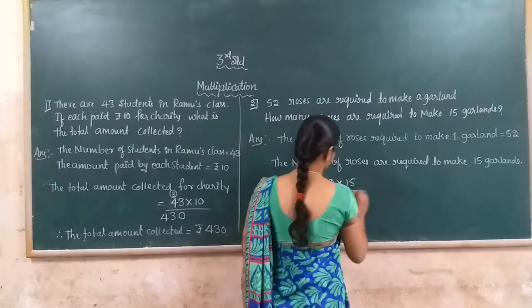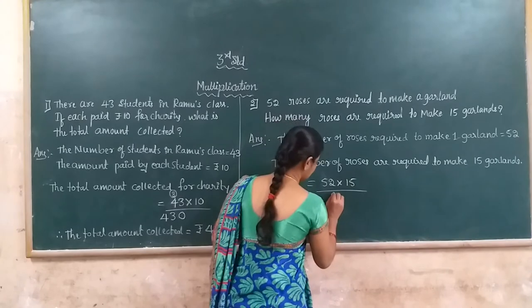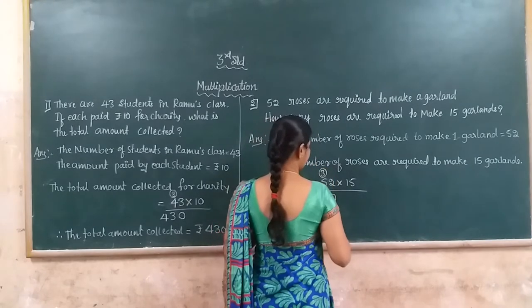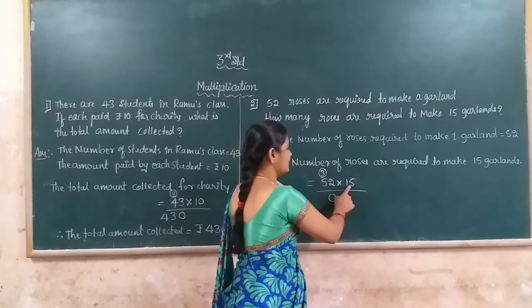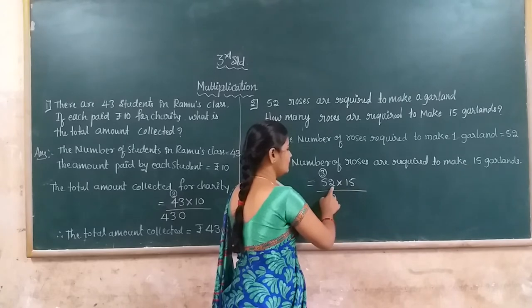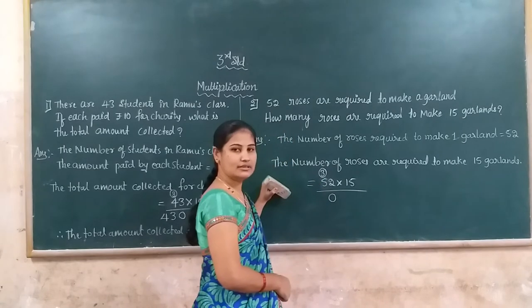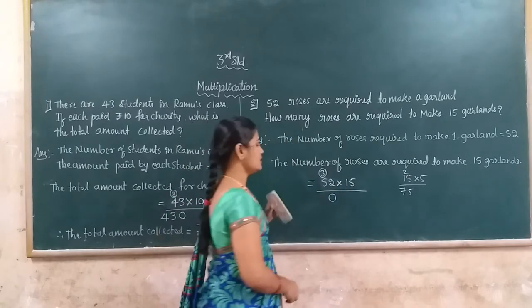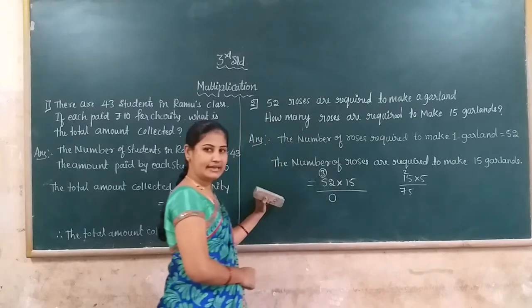So you start the multiplication. First you start the multiplication with the unit place. 15 into 2, that is 10, so 0 is in the unit place and 1 is carried to the tens place. Then 15 into 5 is 75, 75 plus 3 is 78.